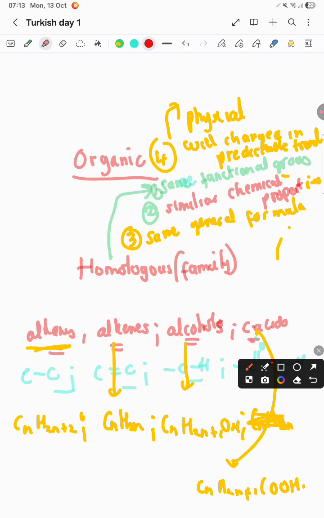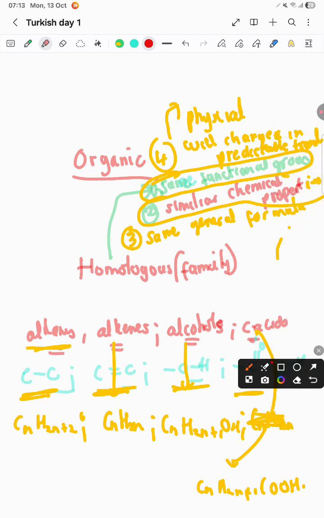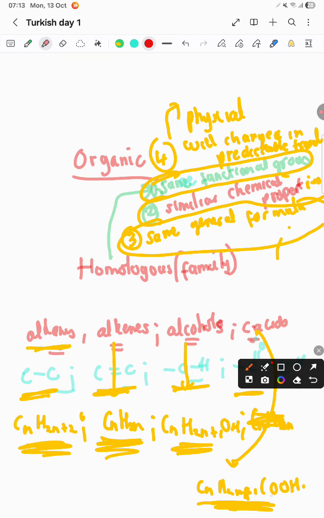So homologous series, everyone has the same functional group. Single bond, double bond, OH, whatever the family they belong to. Because they're the same functional group, everyone has similar chemical properties, right? It means they all kind of react in the same way. They'll share the same general formula for alkanes, alkenes, alcohols, carboxylic acids, CnH2n+1COOH for carboxylic acids. And of course, their physical properties, while not the same, will change in a predictable trend. I hope that makes perfect sense to you, yeah? All right. So far, so good.